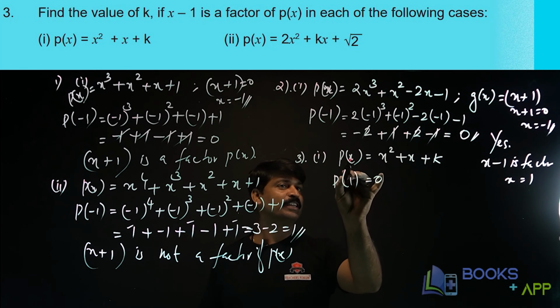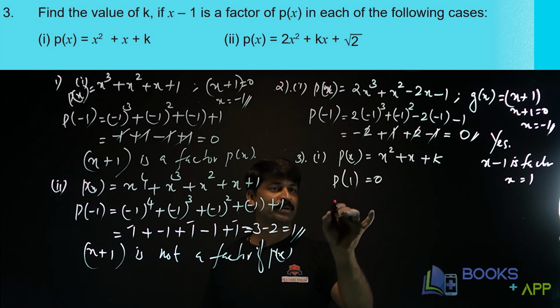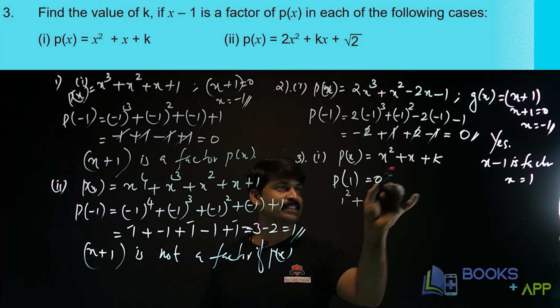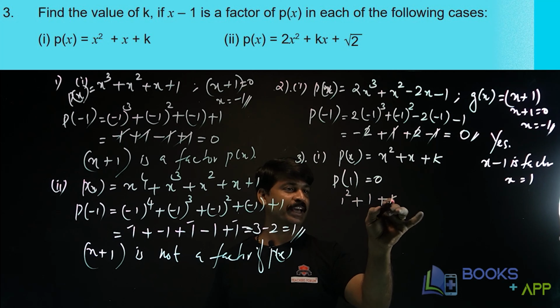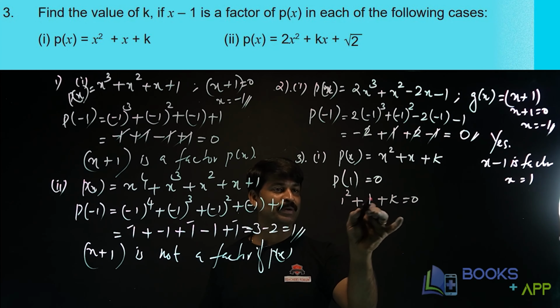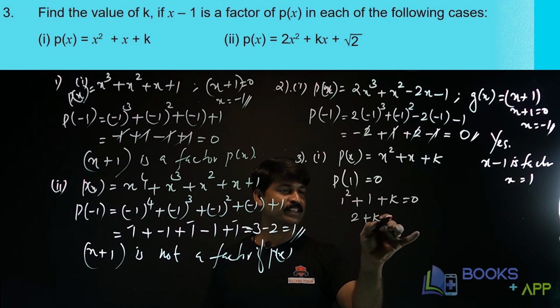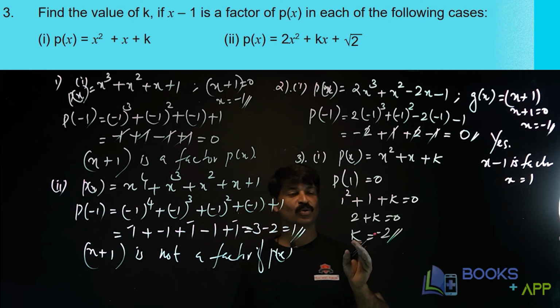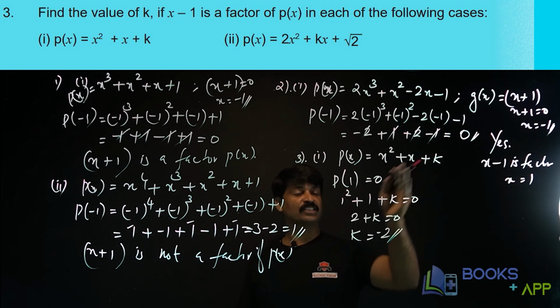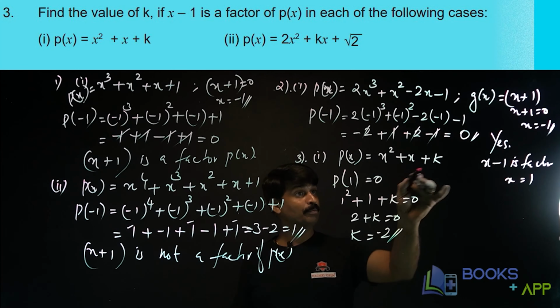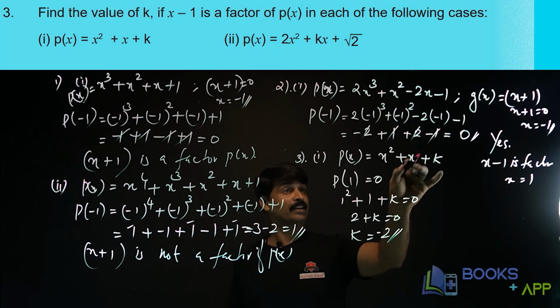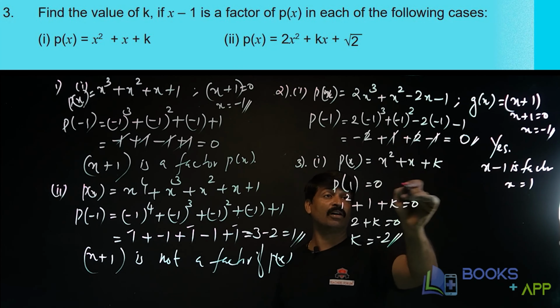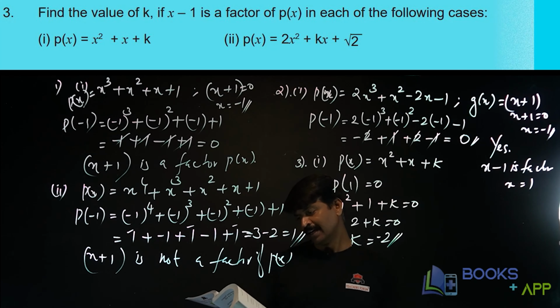What is p of 1? Instead of x, you have to substitute 1. So, it becomes 1 square plus 1 plus k is equal to 0. That is 1 plus 1, that is 2 plus k is equal to 0. What is k? K is equal to, take 2 to the other side, k is equal to minus 2. So, what is the value of k? The value of k is equal to minus 2. If you put minus 2 for k, this will be a factor of this polynomial. Okay, let us solve one more, the second one.